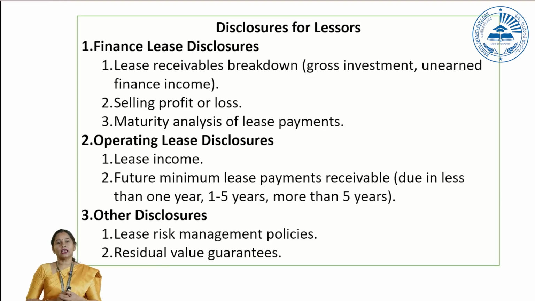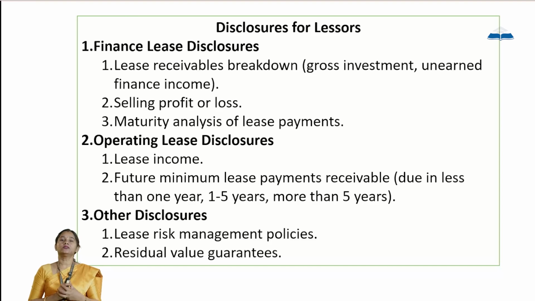The second one is selling profit or loss. When an industry decides to sell the machinery through a financial lease, any profit or loss received needs to be recorded in the financial statement. And the third one, even here, they will make a maturity analysis of lease payments. So they will show the lease liabilities: how much for less than 1 year, 1 to 5 years, and more than 5 years. These are the three disclosures for a financial lease agreement.